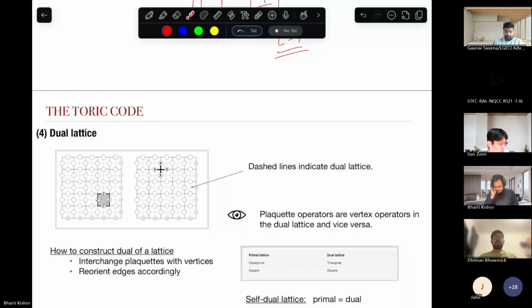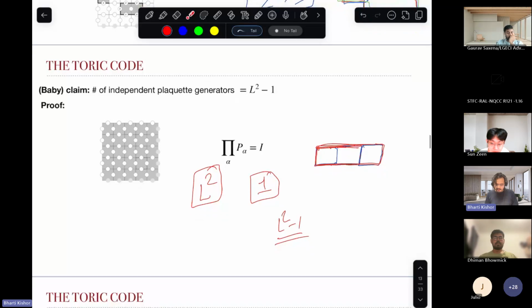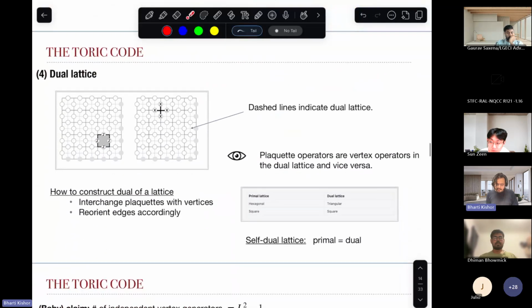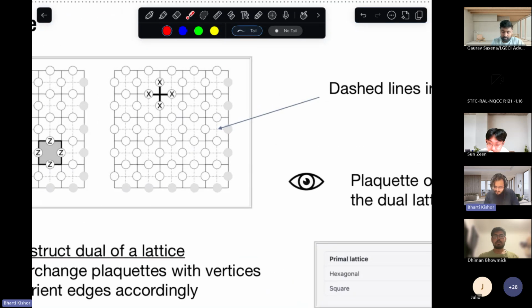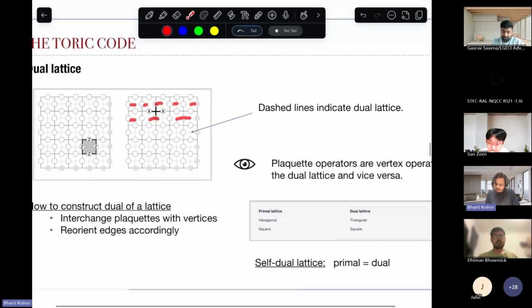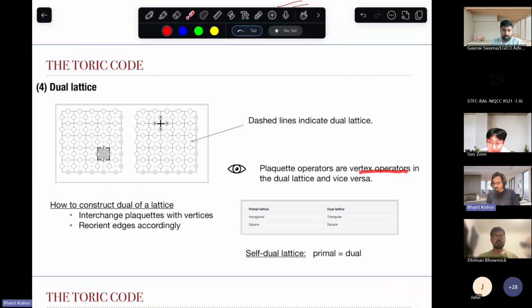Okay. And whatever analysis you are doing for the primal lattice, you can go to another lattice called the dual lattice, where you interchange plaquettes with vertices and reorient edges accordingly. You see that I have this lattice, and then there's another dashed line going on. You can make a lattice out of these dashed lines, and that is called the dual lattice. So the plaquette operators are vertex operators in the dual lattice and vice versa.